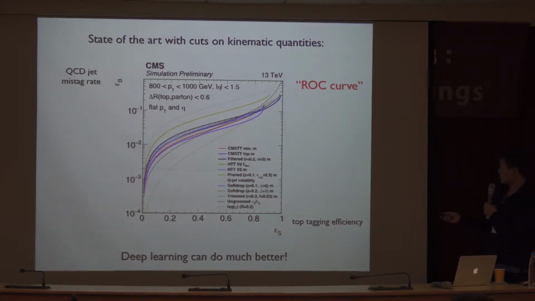So this is an example of a ROC curve that you get with cuts on kinematic quantities, and what I'll review in today's talk is that using deep learning instead of simple cuts, you can do much, much better than these curves. So that's a real breakthrough that's happened in the last few years.